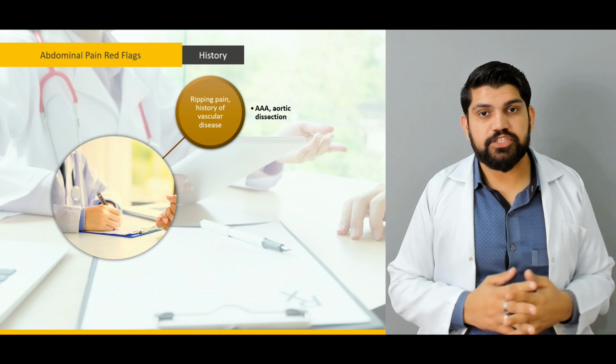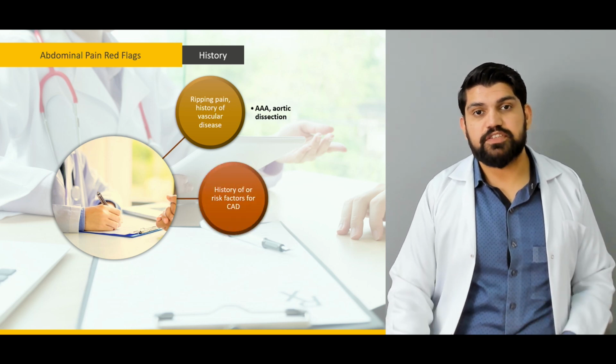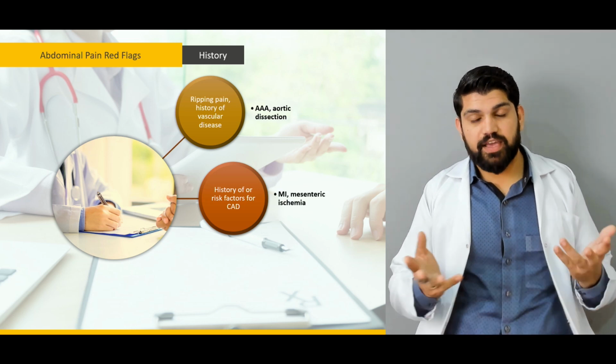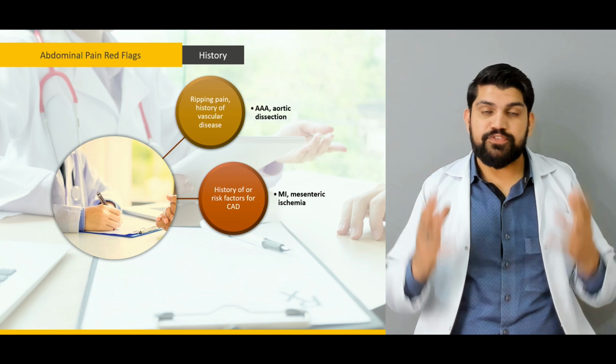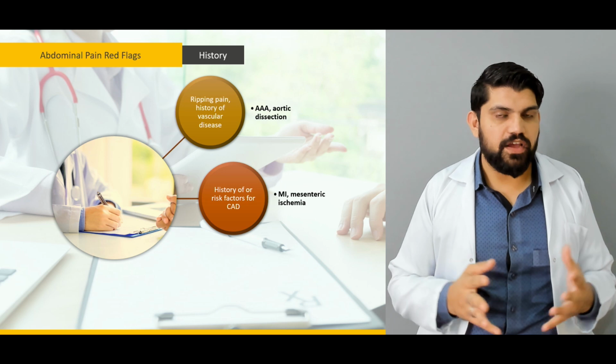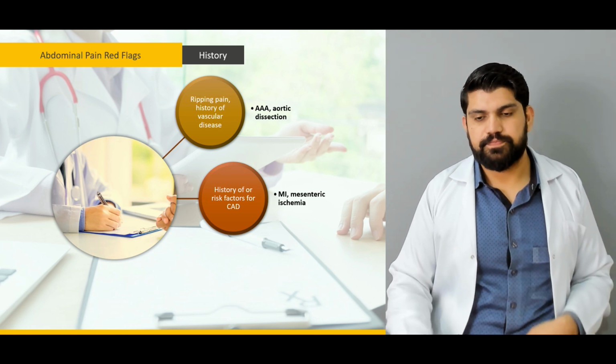The pain might radiate to back. Very important red sign: history of risk factors for coronary artery disease, MI, mesenteric ischemia. Again, these are emphasized again and again because they are really, really important, because if they are not treated in time, you can lose the patient.